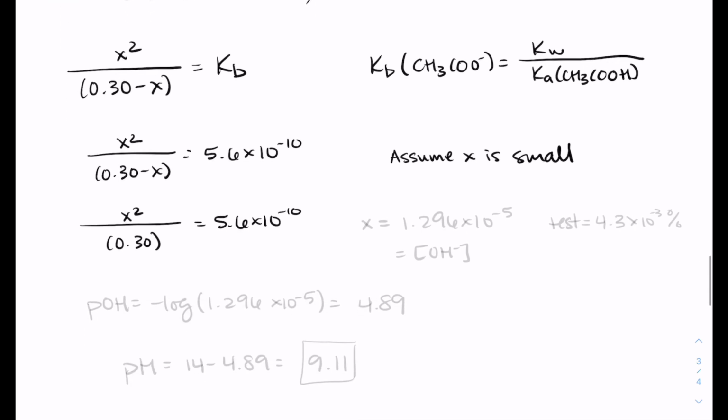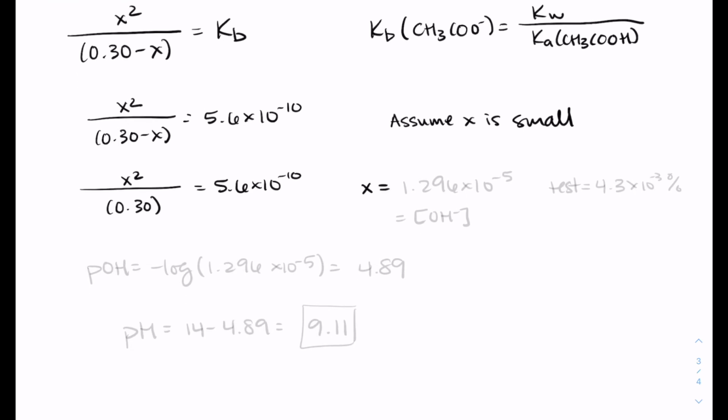This is amazingly far apart. We can assume that x is small. So x squared over 0.3 equals 5.6 times 10 to the minus 10. X is 1.296 times 10 to the minus 5th. And when I test this, I get less than 0.005%. So, right, 4.3 times 10 to the minus 3rd percent. Great assumption. I don't have to go back and do anything else.